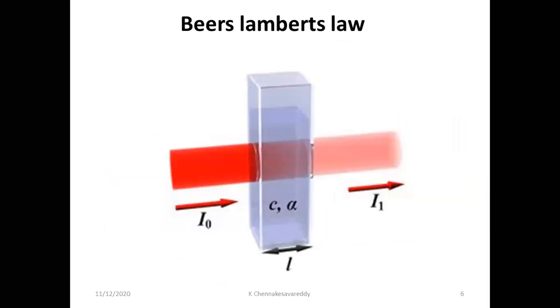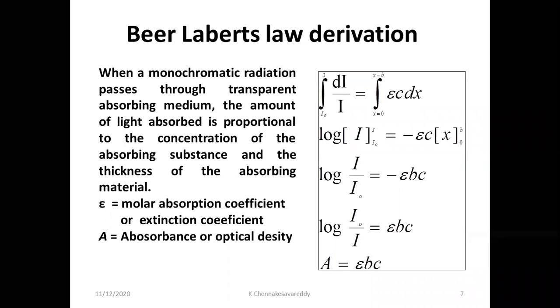By combining Beer's and Lambert's laws, we finally get A equals epsilon bc. When a monochromatic radiation is passed through a transparent absorbing medium, absorbance is directly proportional to the thickness and the concentration of the medium. A equals epsilon bc. Why do we keep epsilon? Epsilon is a constant, the molar absorption coefficient. This is the Beer-Lambert law.